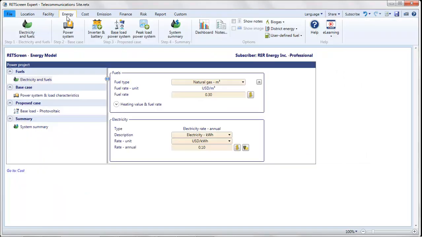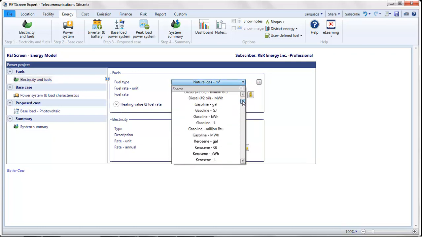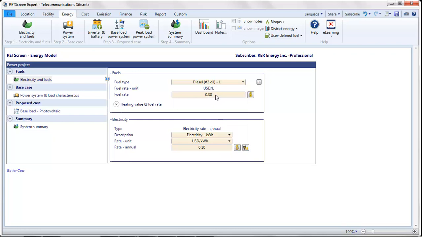Now we proceed to the Energy page here, and I'll start by going to Electricity and Fuels. I'll ignore the electricity rate here. That's not going to play a role in this. However, I do need to specify that we're going to be using, at least in the base case, diesel fuel. So I'm going to pick diesel number 2 oil with the units of liters, and I'm going to indicate that the price is 60 US cents per liter.